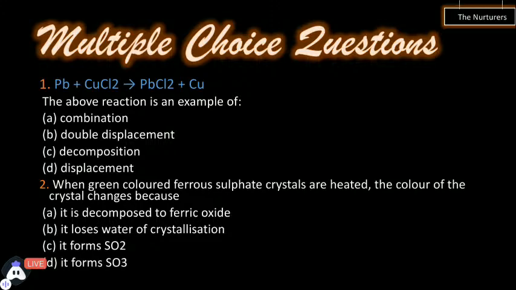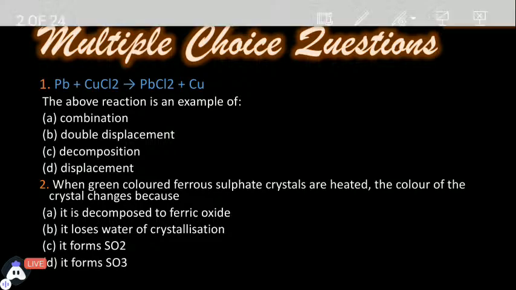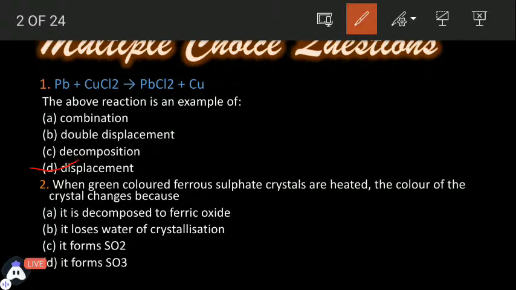Okay. So the very first question, as you can see on the screen, is: lead plus copper chloride gives lead chloride plus copper. The above reaction is an example of, the chemical reactions are categorized into 5 important types, A. Combination, B. Double displacement, C. Decomposition, or D. Displacement reaction. Fine, very good. It's an example of displacement reaction. And why displacement, students? Because a single element is displacing the salt solution, or the more reactive element is displacing the less reactive element from its salt solution.